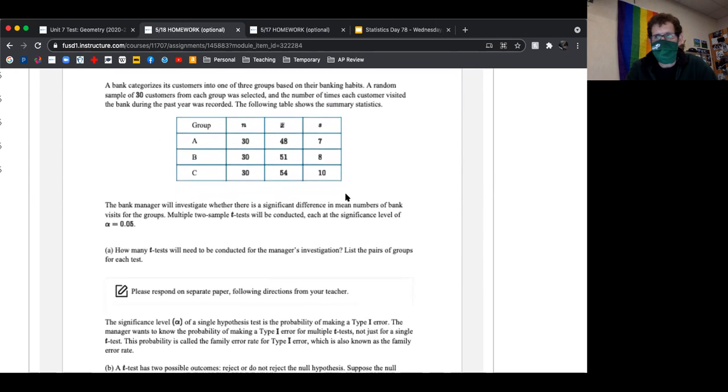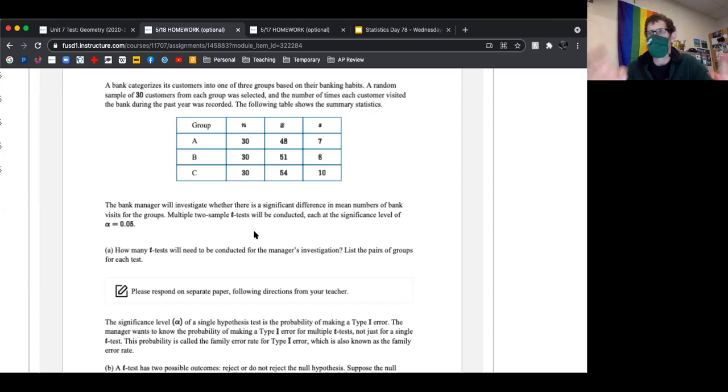So if you looked at this, and hopefully some of you did, it starts off by categorizing bank customers, and then each category got its own sample size, sample mean, and sample standard deviation. And what is going to happen is that the bank manager is going to conduct multiple two-sample t-tests, each at a significance level of 0.05. So how many t-tests need to be run in order to compare all groups?